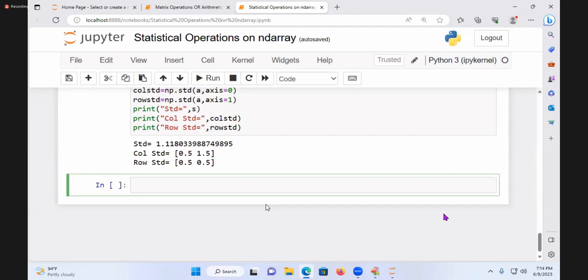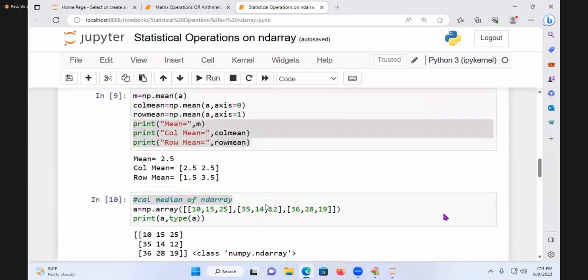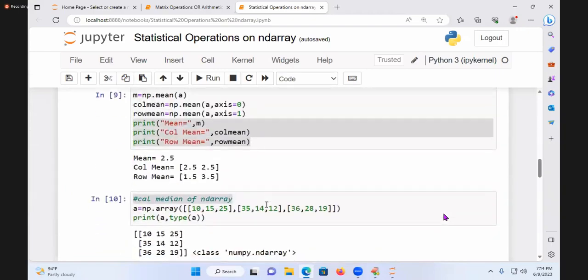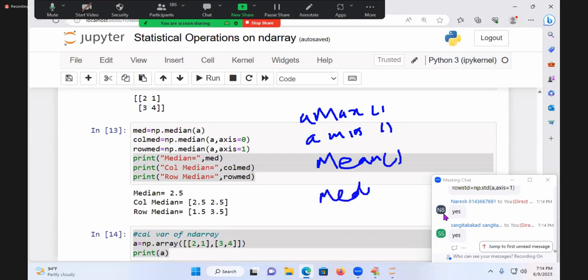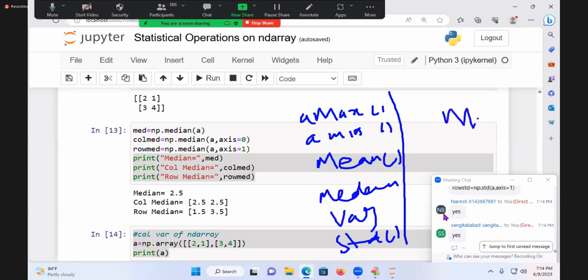Are you following? Now, this is about the concept of standard deviation. What have we seen here? A max, A min, mean of, median of. Next is variance of, standard deviation of. Which one you learned in school days? Mode is also there or not?